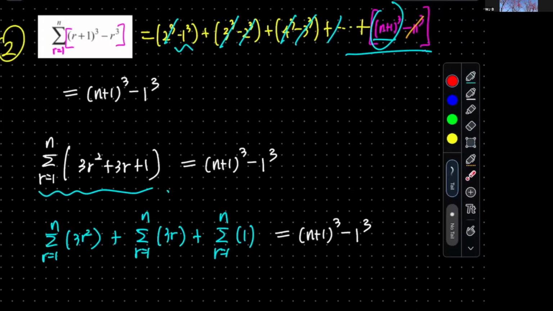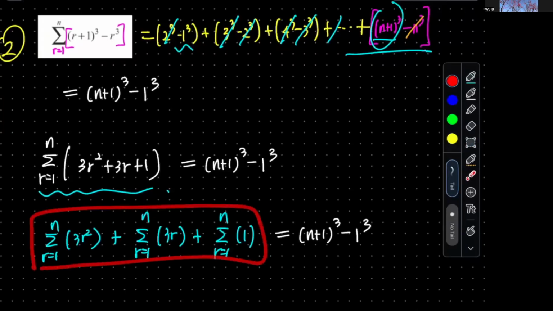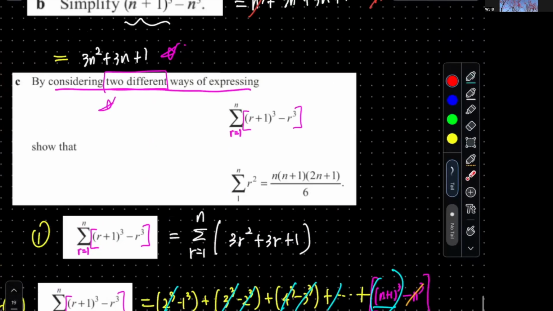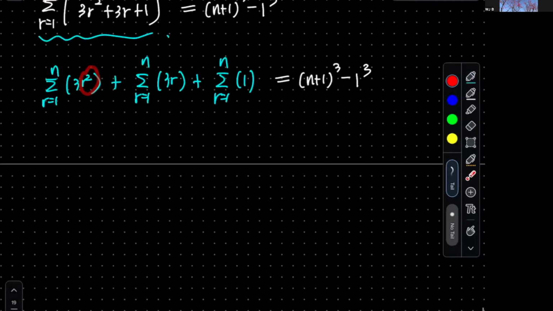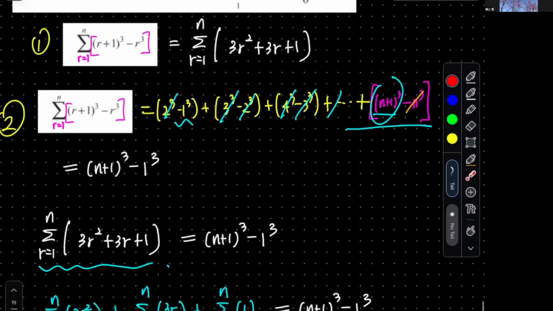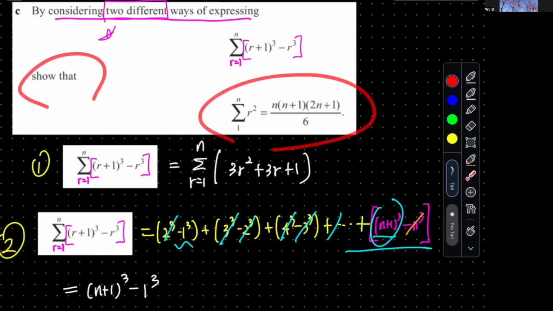Right now, I'm not assuming that I know the sum of r squared. We're trying to prove it. So I cannot use this result here yet. I need to only use the existing knowledge, namely this number 1 and this number 2. Of course, we can use the sum of integers squared, but I cannot use it because the question asked me to show that. I cannot use the result.